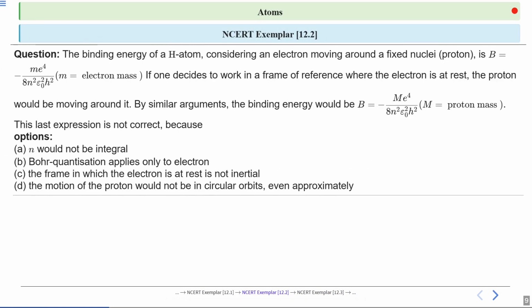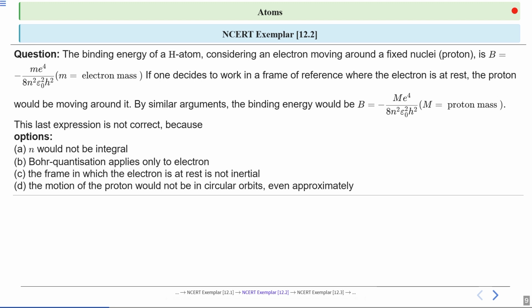Let's examine a conceptual question about the binding energy of a hydrogen atom and how it changes if we switch our frame of reference. The slide presents the formula for the binding energy of a hydrogen atom, B equal to minus me square upon 8n square epsilon naught square h square, where m is electron's mass, e is the charge of the electron, n is the principal quantum number, epsilon naught is the permittivity of free space, and h is Planck's constant.